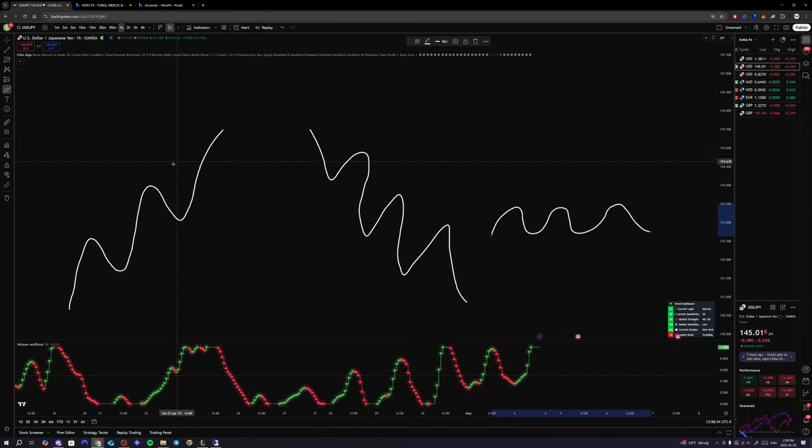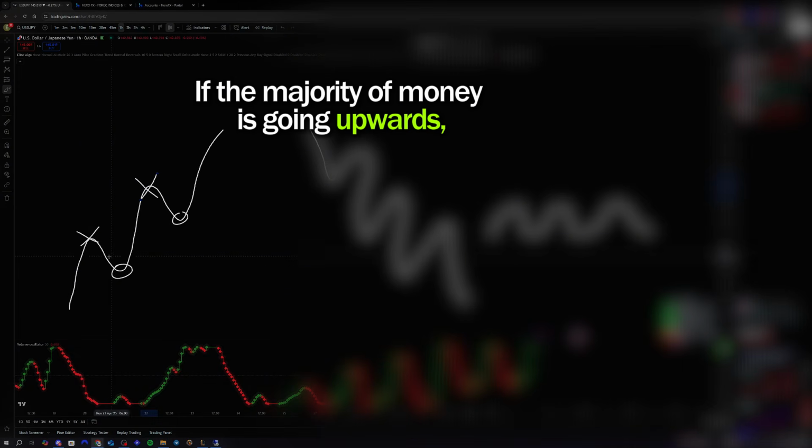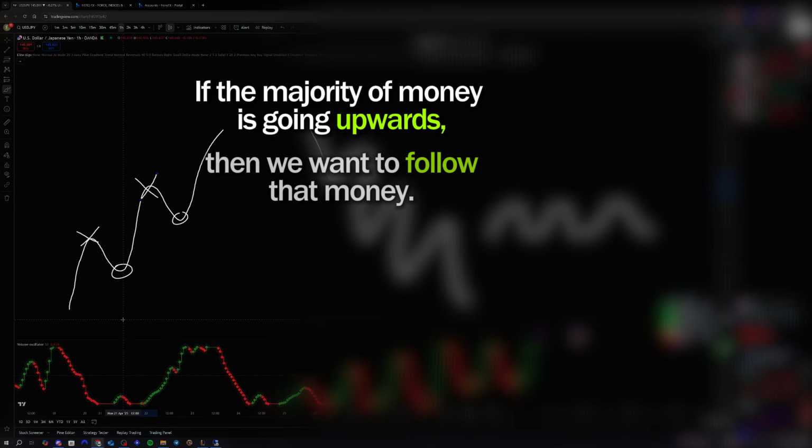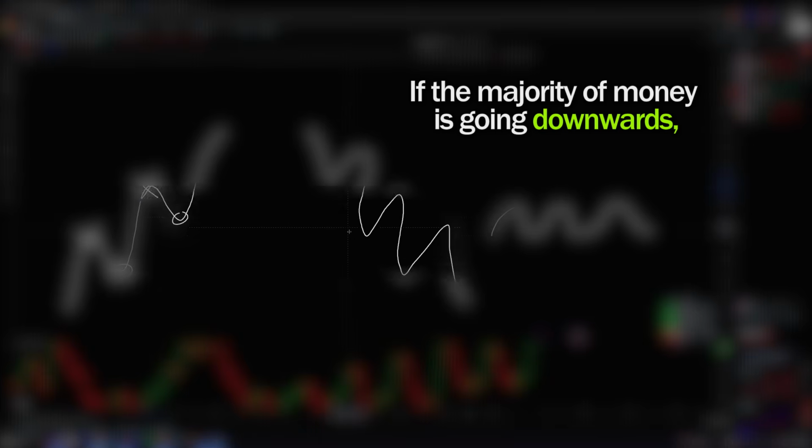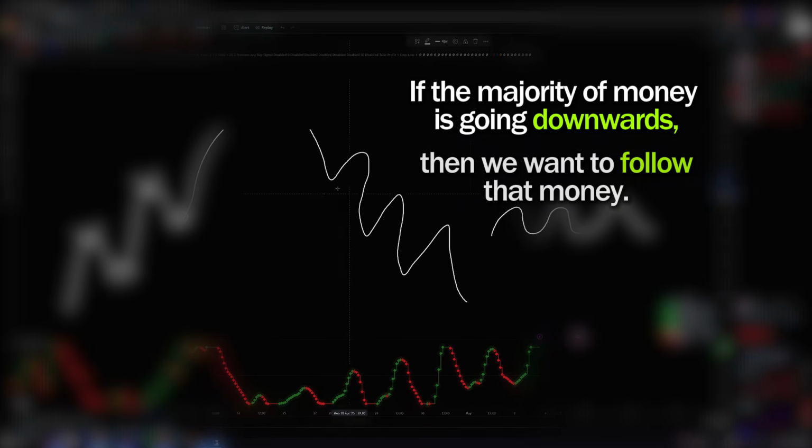Over here on an uptrend, we're only looking to take the buy signals that occur in these areas. We do not want to take the sell signals that will be up here. We are not looking for reversals. We are looking for retracements. This is very, very important. Why do we want to do this? Is because we want to trade with the majority of the money. If the majority of the money is going upwards, then we want to go ahead and follow that money. And if the majority of the money is going downwards, we also want to follow that money.